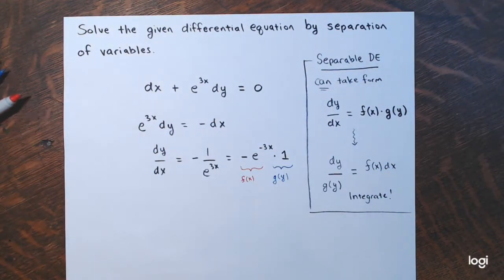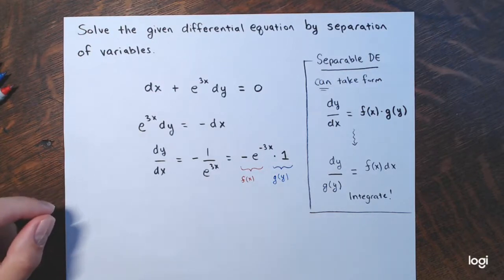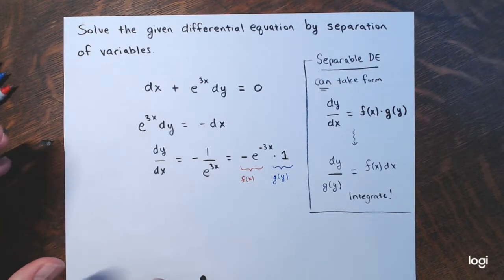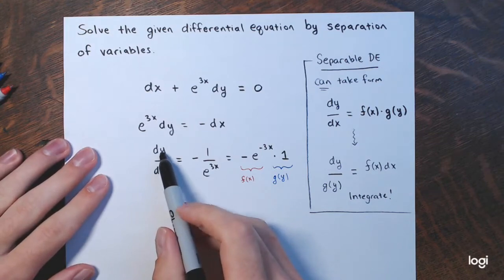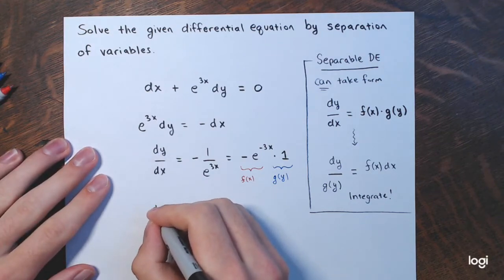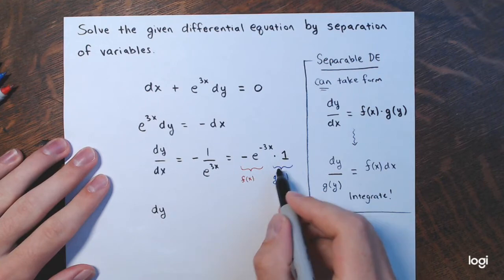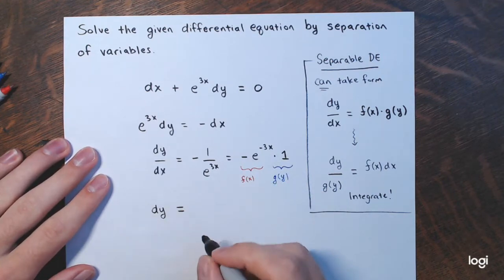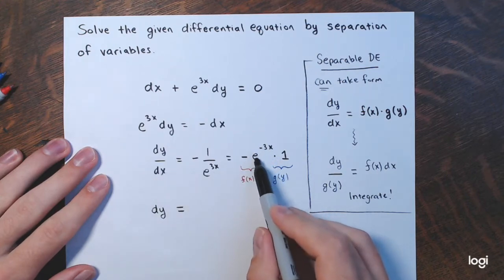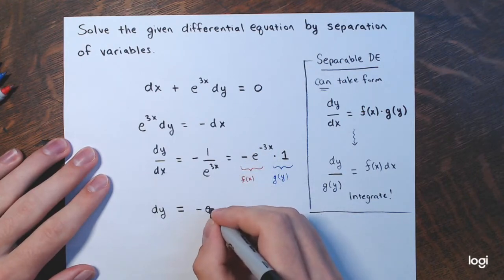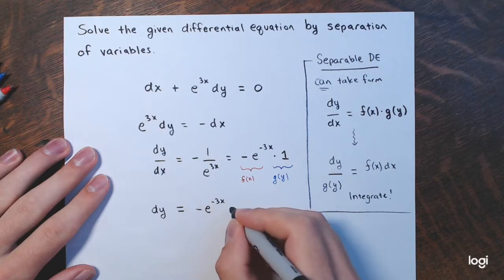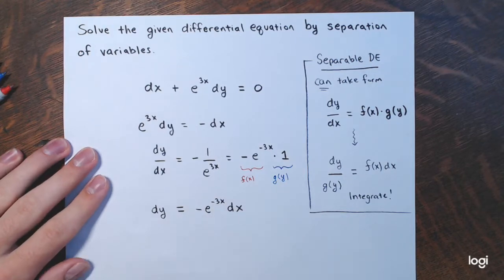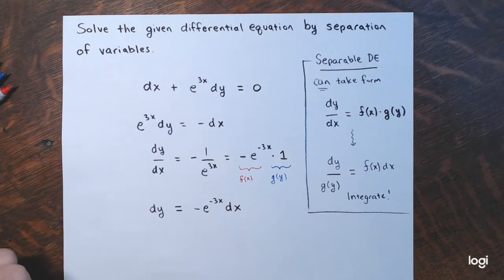Now I'm asked to solve this. Here's where the separation of variables comes in. I leave dy on the left, and divide by 1, but there's nothing to do there. Then I move the dx to the right with this function of x. So we have negative e to the negative 3x times dx. Now the variables are separated with their respective differentials.